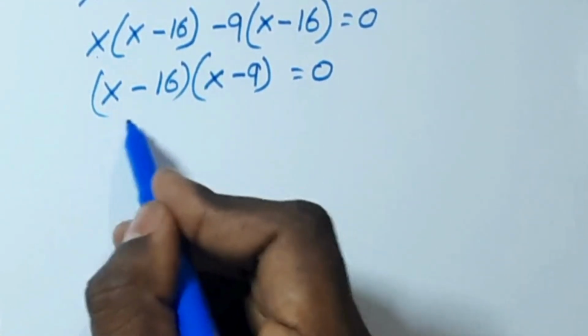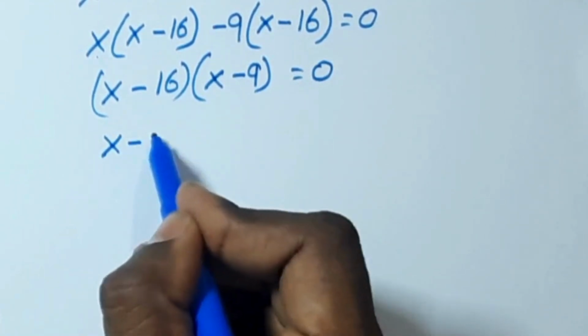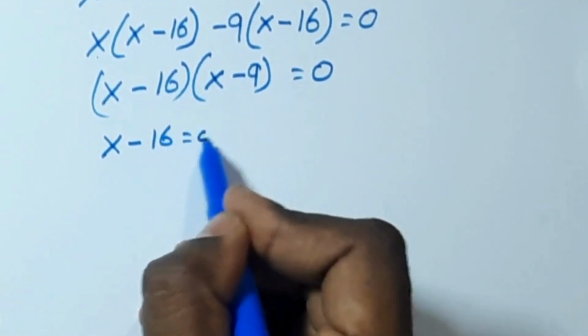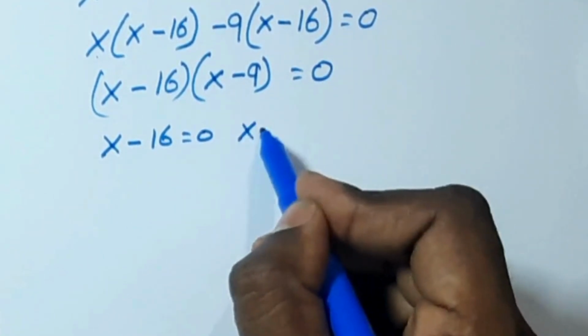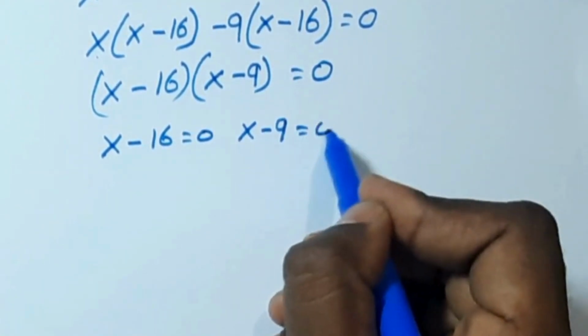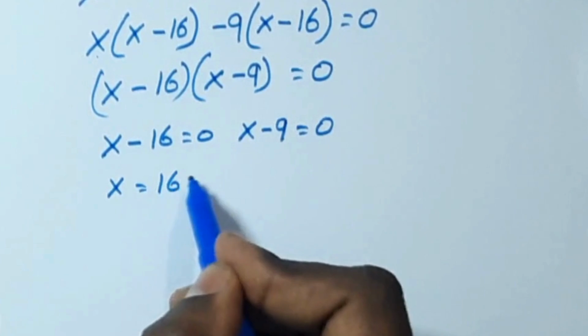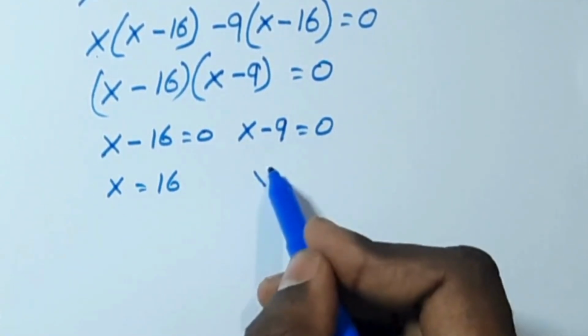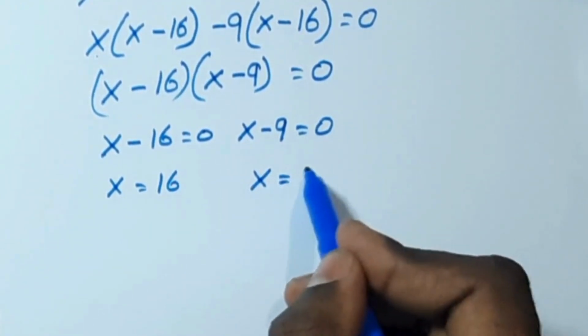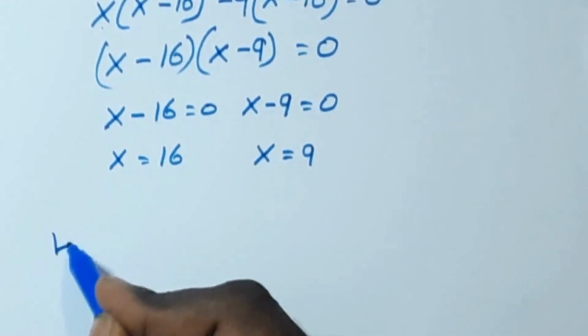Now we have two equations. One is x minus 16 equal to 0. Another one is x minus 9 equal to 0. Here x equal to 16. This is the one solution. x equal to 9. Let us verify this.